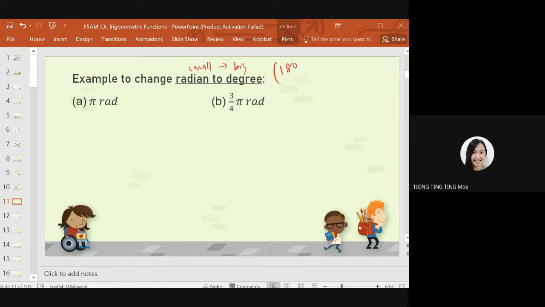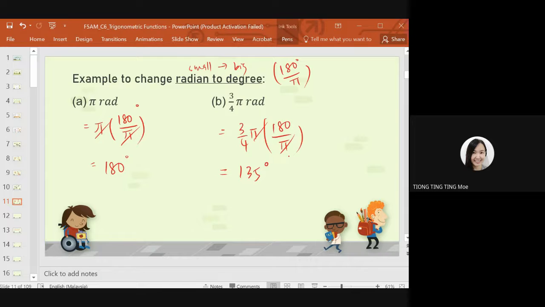So big at the above, pi at the bottom, 180 over pi. So pi radian is pi times 180 over pi degree. So the answer is 180 degree. Second, 3 over 4 pi, just write 180 over pi. Simplify. How many? 3 times 180 over 4, 135. Remember the degree.